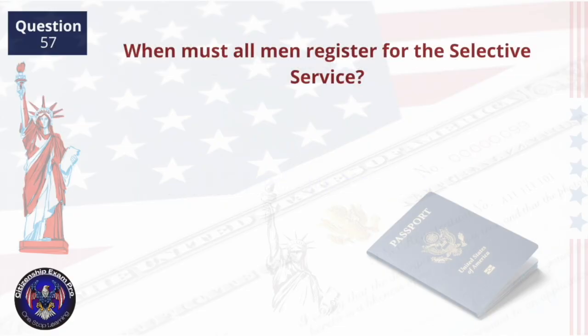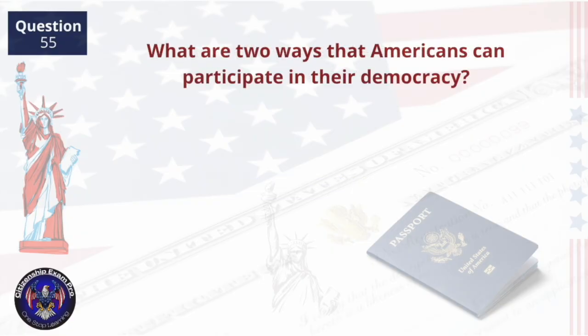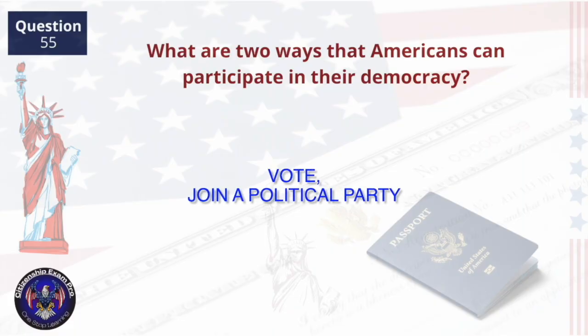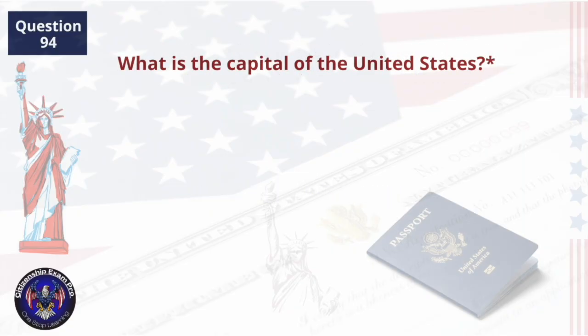When must all men register for the Selective Service? At age 18. What are two ways that Americans can participate in their democracy? Vote. Join a political party. What is the capital of the United States? Washington, D.C.